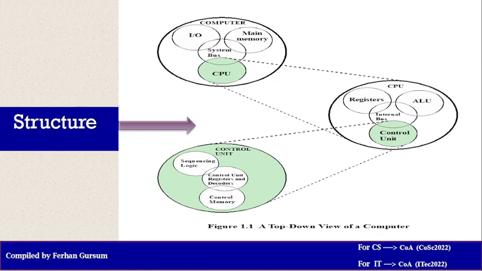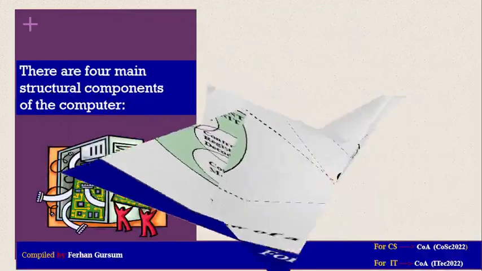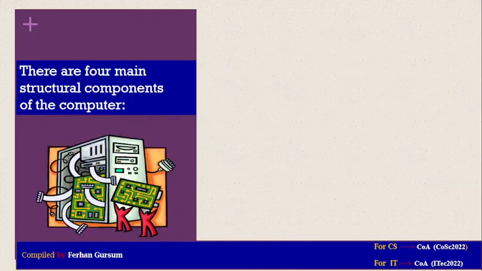From top to down when we go, this is what we call a structure. A structure is what? Or structure is what? Computer organization. There are four main structural components of the computer. We have here what? Four.